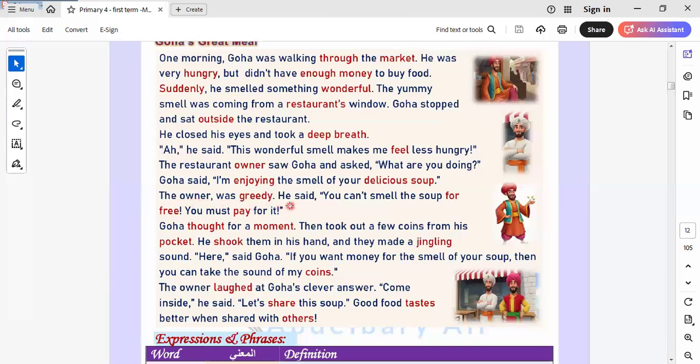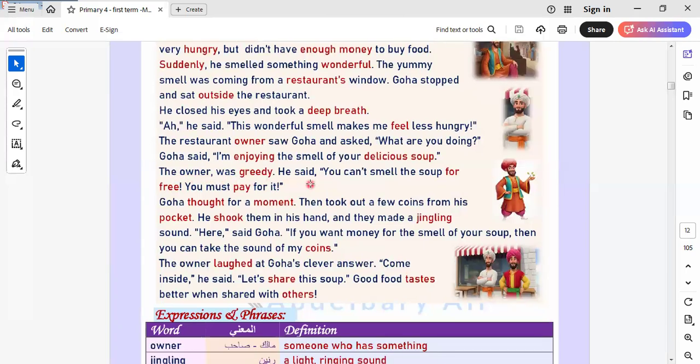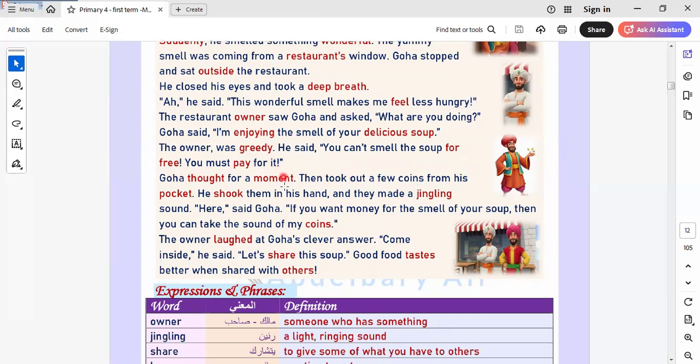The owner was greedy. Greedy means wanting everything. This is the meaning of greedy. He said, "You can't smell the soup for free. You must pay for it." So we can't smell the soup without paying money.